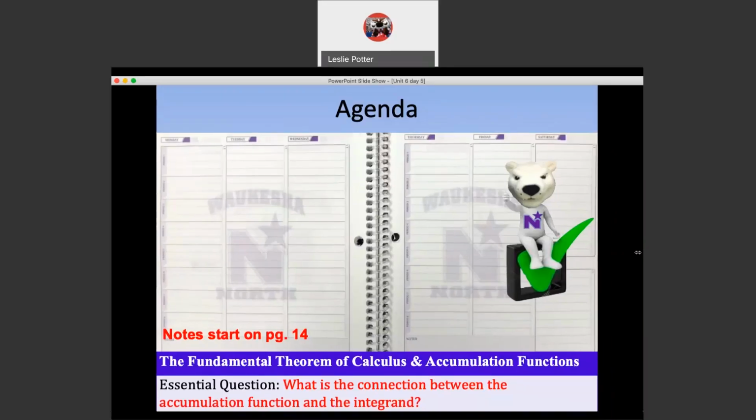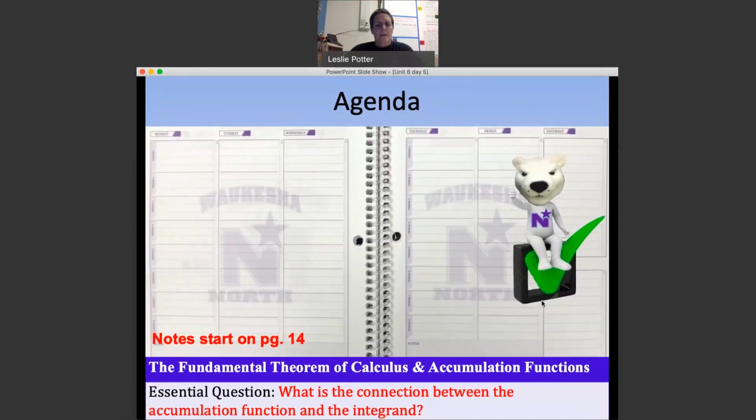These are notes for Unit 6, Day 5, and you start on page 14 of your packet. And we're going to talk about something called the fundamental theorem of calculus and how it relates to accumulation functions.